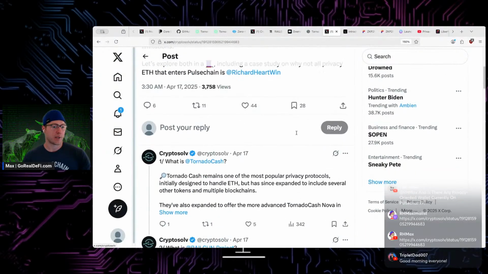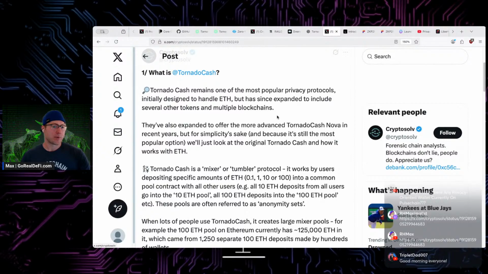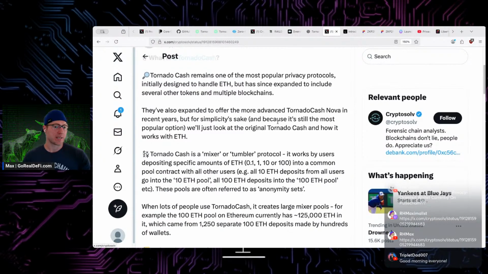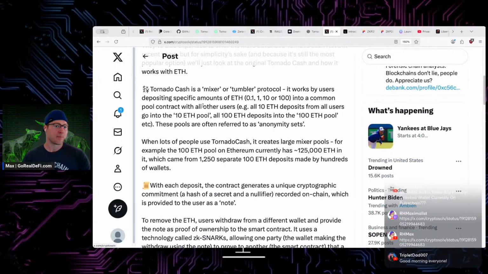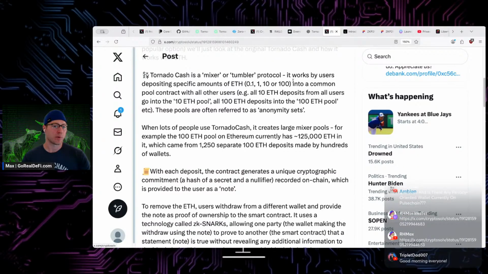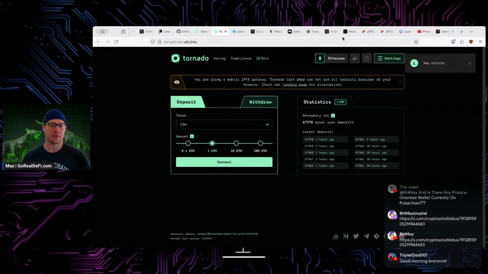So they go through a thread with these, whereas Tornado Cash remains one of the most popular privacy protocols, initially designed to handle ETH, but has since expanded to include several other tokens and multiple blockchains. It also expanded to offer the more advanced Tornado Cash Nova in recent years, but for simplicity's sake, we'll just look at the original Tornado Cash and how it works with ETH. Tornado Cash is a mixer or tumbler protocol. It works by users depositing specific amounts of ETH: 0.1, 1, 10, 100. Yeah, just as we can see here, it's on the original interface.